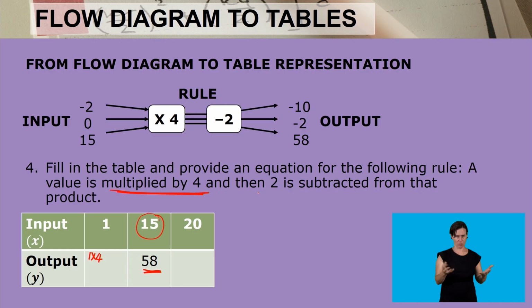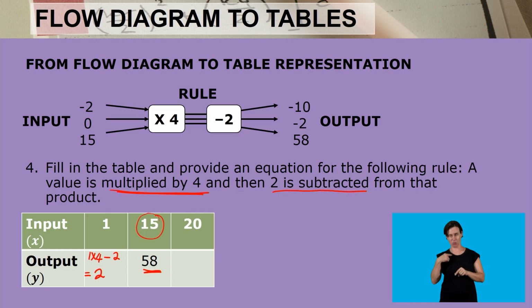And of course, then we are going to subtract 2 from that product. So when we subtract 2 from that product, 1 multiplied by 4 is 4. And when we subtract 2, that is going to leave us with an answer of 2. Let's do the same thing for that input of 20.